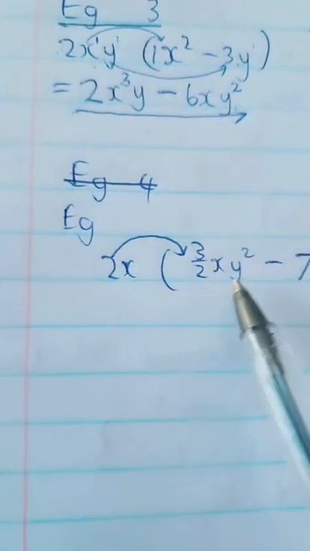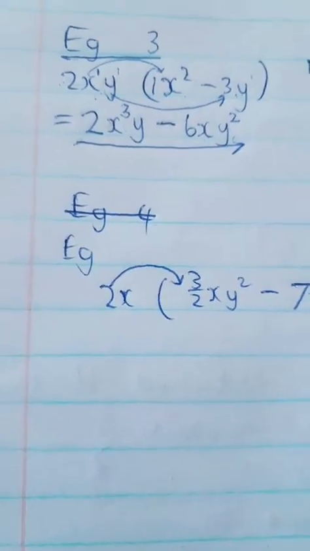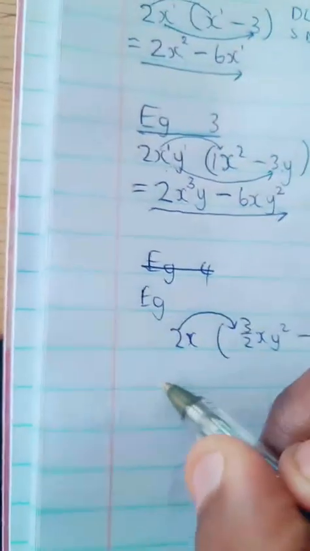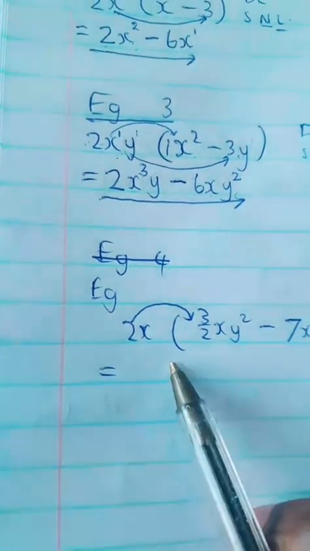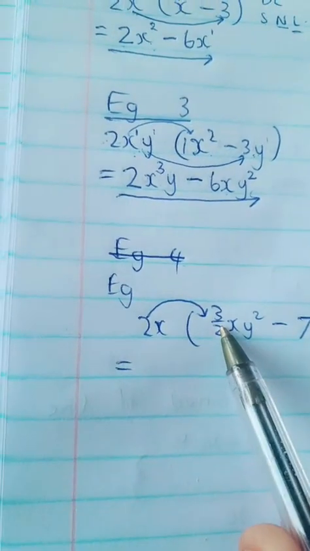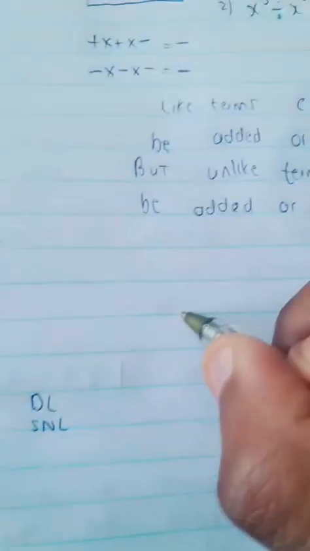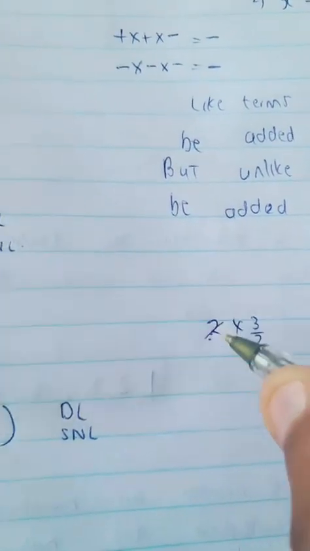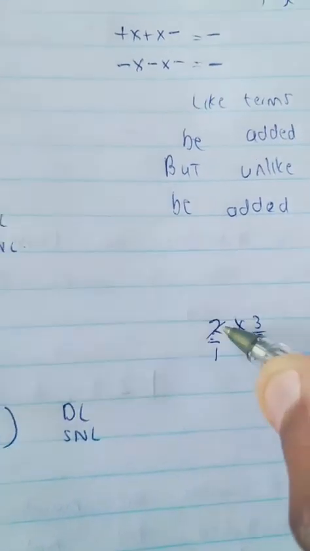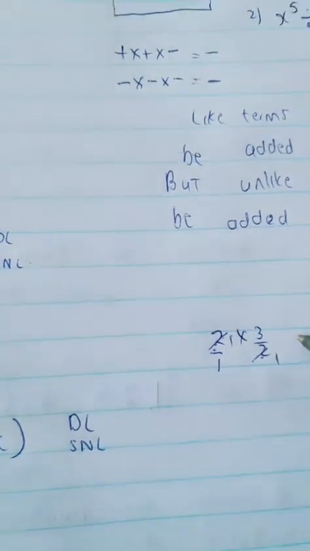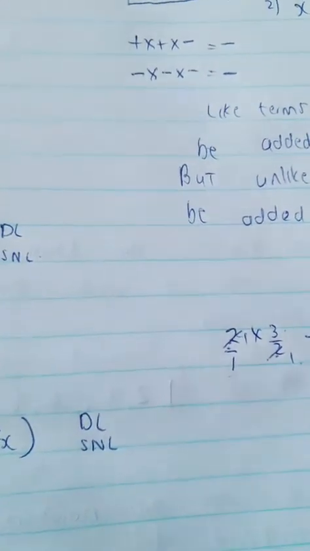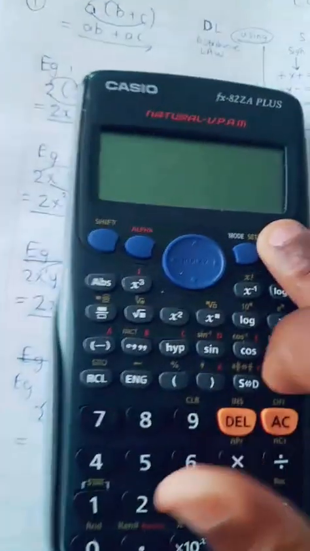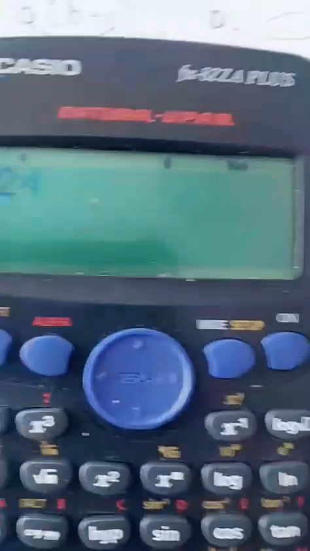Two x times 3 over 2xy squared. Firstly, sign. Positive times a positive gives us a positive. Then number, 2 times 3 over 2. Remember, this is like saying 2 times 3 over 2. This 2 is in the numerator and this 2 is in the denominator, so they can cancel. That leaves us with 1 times 3, which is 3, and 1 times 1, which is 1, which is actually 3.